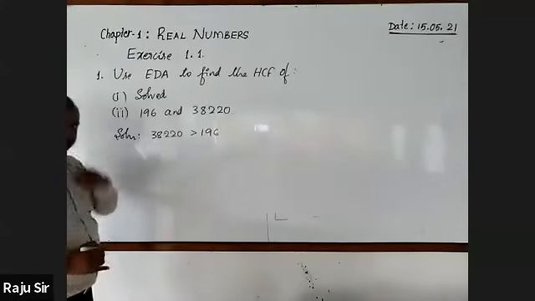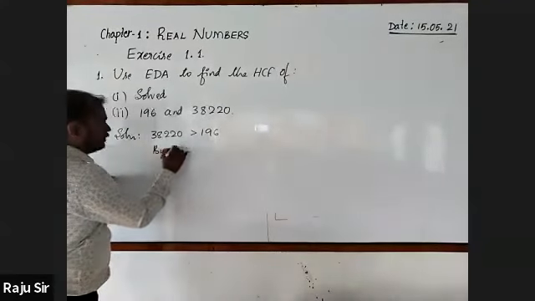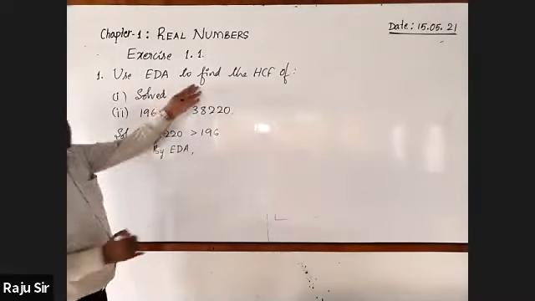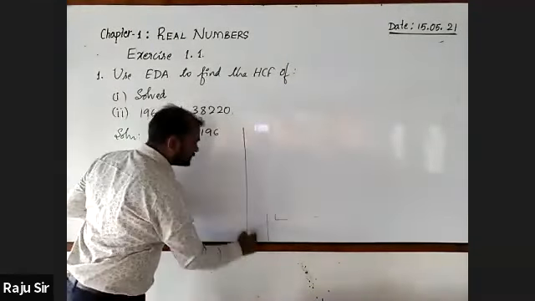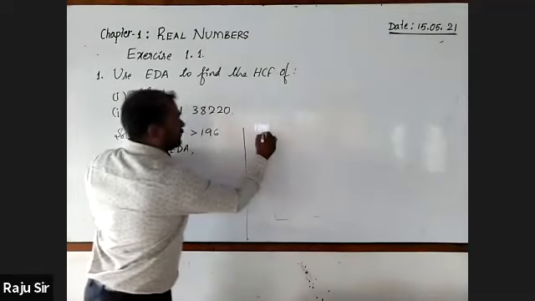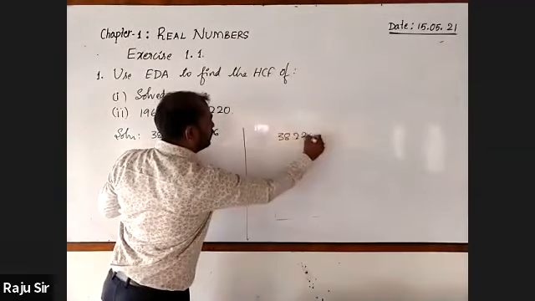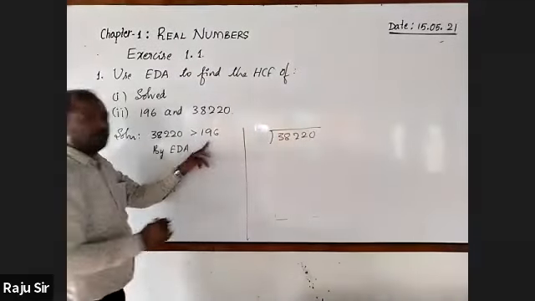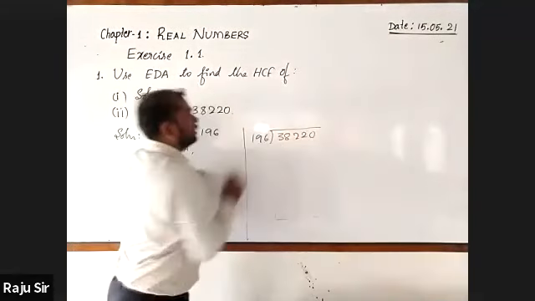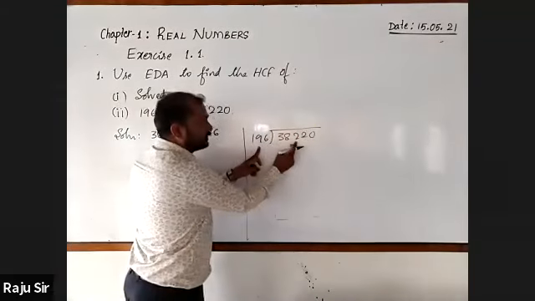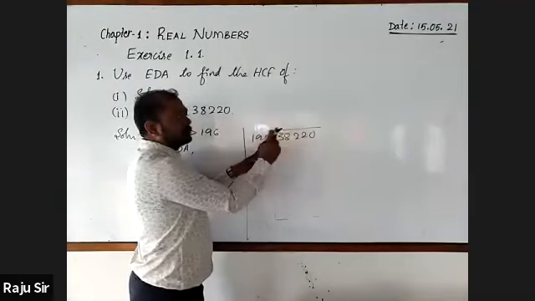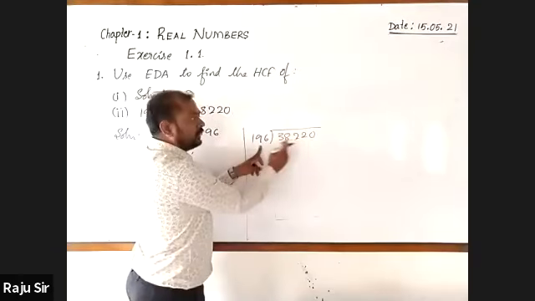Here, 38,220, which is greater than 196. So you can go for using Euclid's division algorithm as they have asked. Let us start dividing 38,220 by 196. Here you can go for taking 3 digits. 196 twos are more than 382, hence you can go for taking ones.